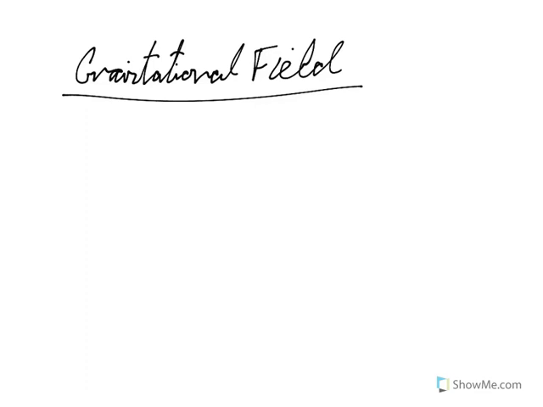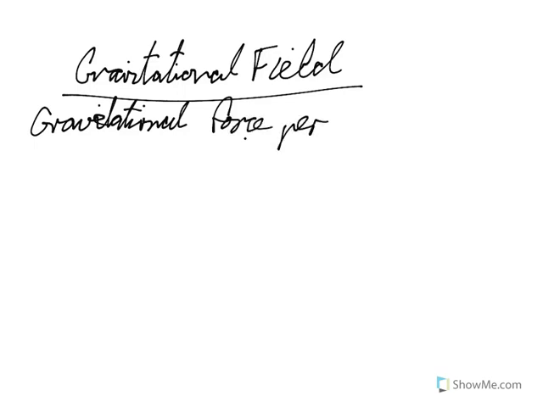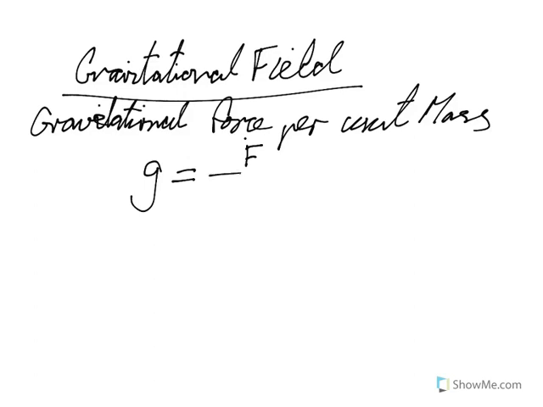So the gravitational field, there's a definition. So what is it? It's the gravitational force per unit mass. So what does that mean? Well, we use little g. So it's the gravitational force, which is F, per unit mass, over m.